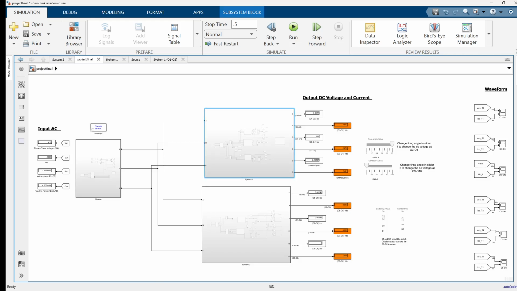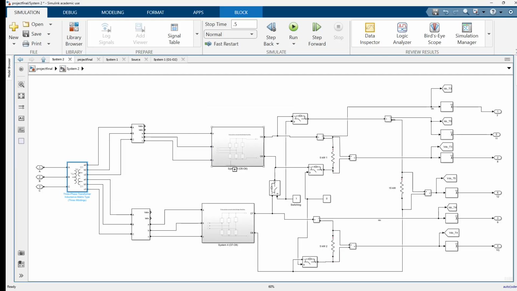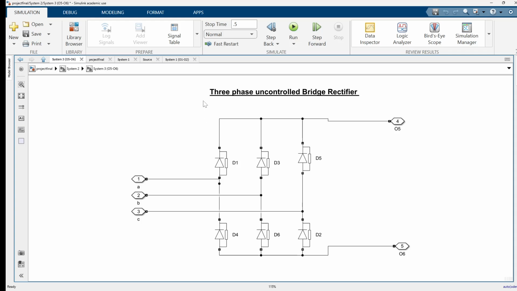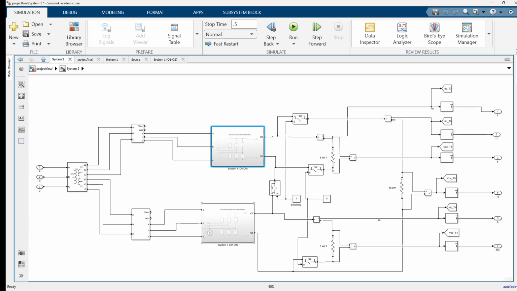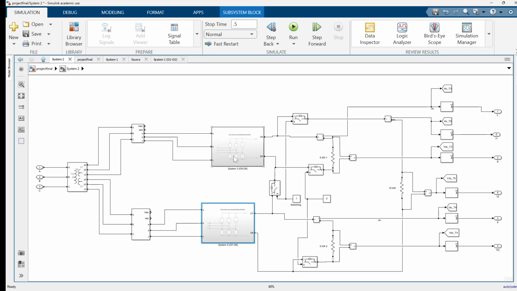Next, in the system 2, we have two three-phase uncontrolled bridge rectifiers. Similarly here, and I call these system 3 and system 4. However, the output terminals are 05 to 06 and 07 to 08. And they're using the three-phase bridge rectifier.